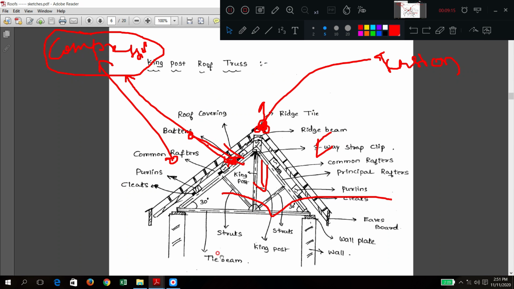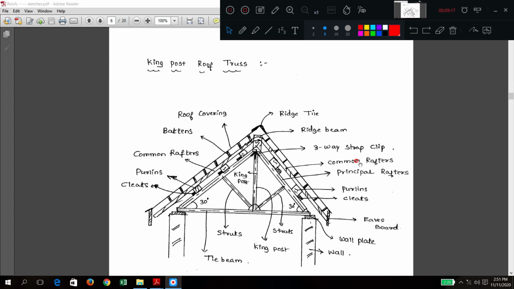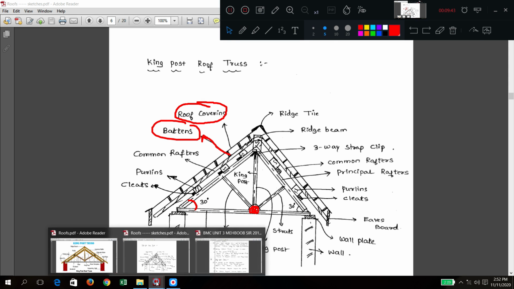We will go there. This is what it is, a handwritten sketch. Same parts are there. So general pitch is 30 degree. This one I just now explained, the three-way heel strap. In this one, battens and roof covering, both things are extra. These are marked. These two were not there in this diagram.